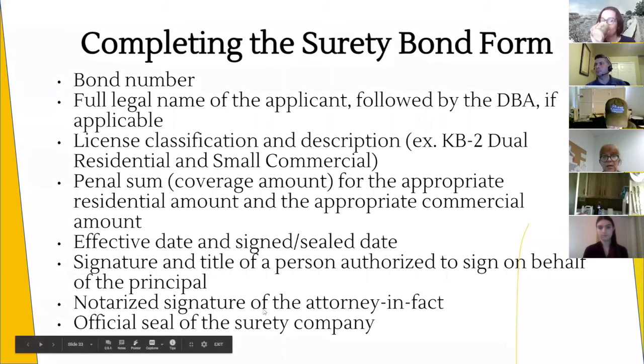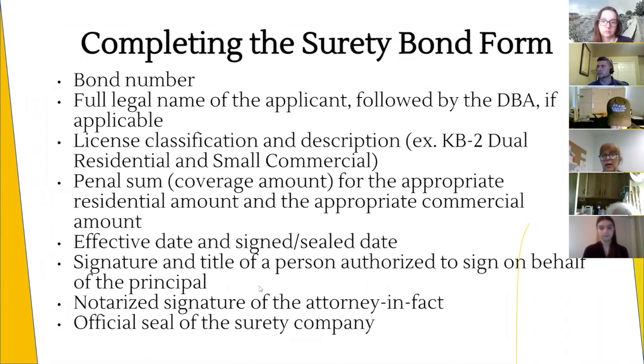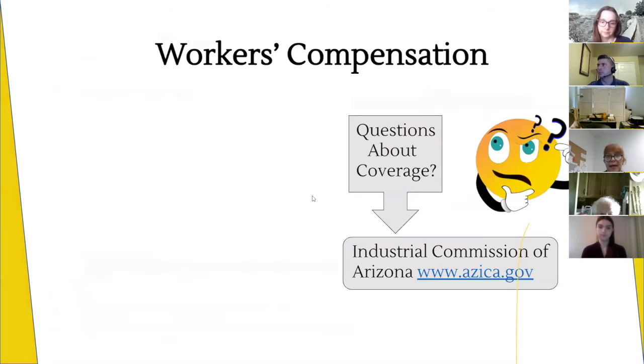Right. And the bond does need to be signed. So you need to sign the bond, or an authorized person from the license. So someone listed on the license application again. And then the bond company, they have a place where the attorney in fact signs and it's notarized. And then there's an official seal from the bond company. And that all has to be completed before you send it in.